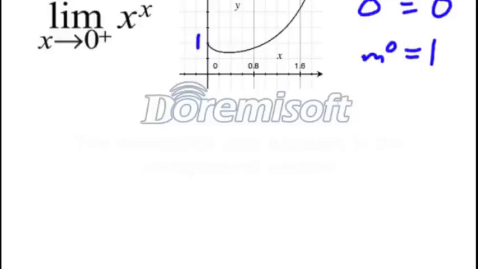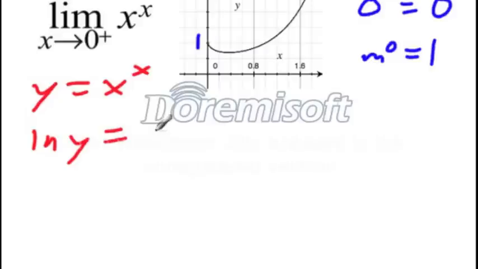Now, it doesn't look like L'Hopital's rule applies here. And it doesn't yet because it's not in one of those indeterminate forms. But what we can do is rewrite this. We're going to write y as x to the x. And now I'm going to take the log of both sides, very much like log differentiation. Okay, so by doing that, I can then take this x and write it down front.